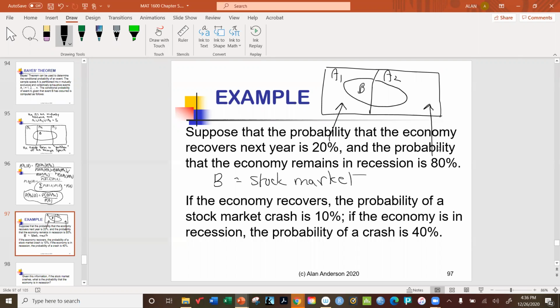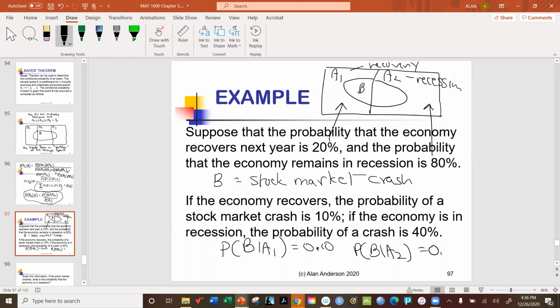And obviously that depends on whether or not we're in a recession. If we're in a recession, that probability will be higher. And in fact, they're telling us if we're in a recovery, oh yeah, the recovery is this one. This is the recession. If we're in a recovery, the probability of a stock market crash is very low, only 10%. If we're in a recession though, that jumps all the way up to 40%.